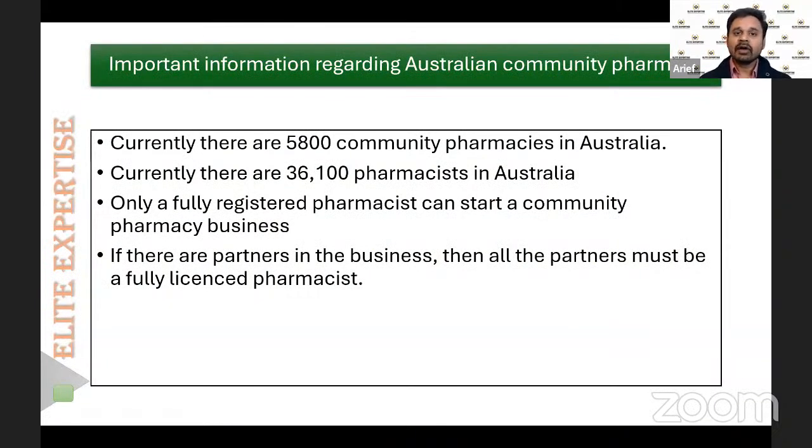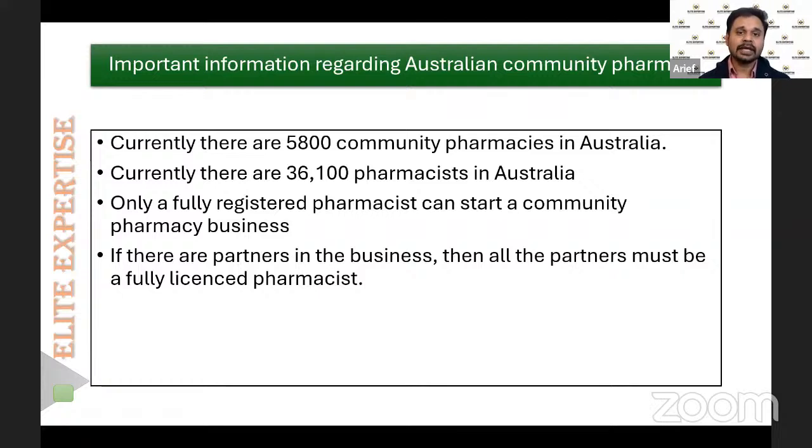Regarding the Australian community pharmacy, there are a few important things we need to know. Community pharmacy is nothing but the outside pharmacies. In Australia we have 2 types of pharmacies: one is the hospital and the other is the community pharmacy. Hospital pharmacies are inside the hospitals, and their main job is to serve the inpatients and also some outpatients. Community pharmacies are the retail pharmacies, where 80% of the population visit to get their medications.